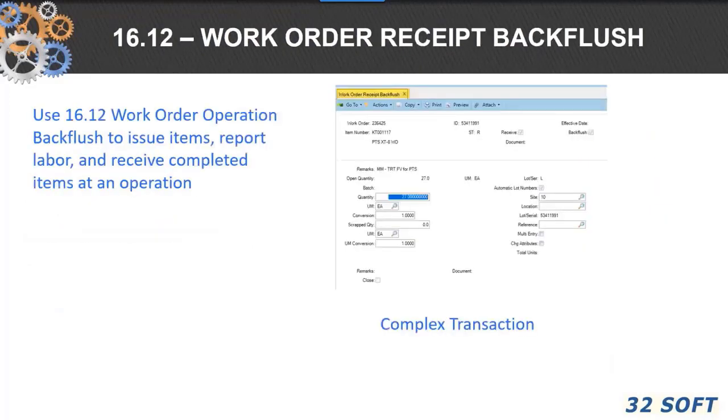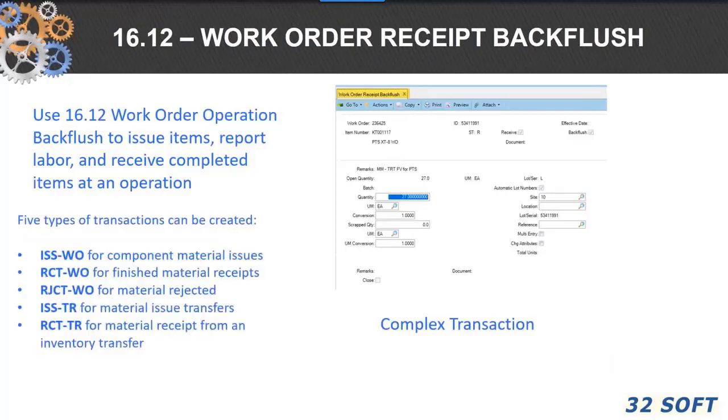There's the 1.6.12 work order receipt backflush. This can generate up to 5 different types of transactions. And this is a fairly complex transaction. It's got a whole bunch of fields or frames behind it. So you should make sure that people who use this understand how it's going to be processed.